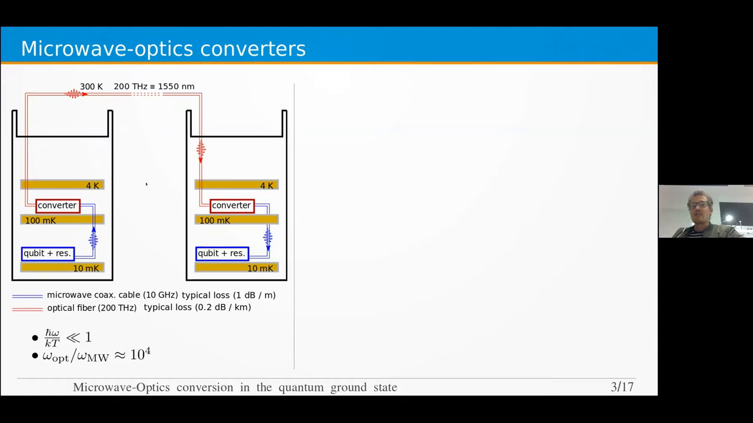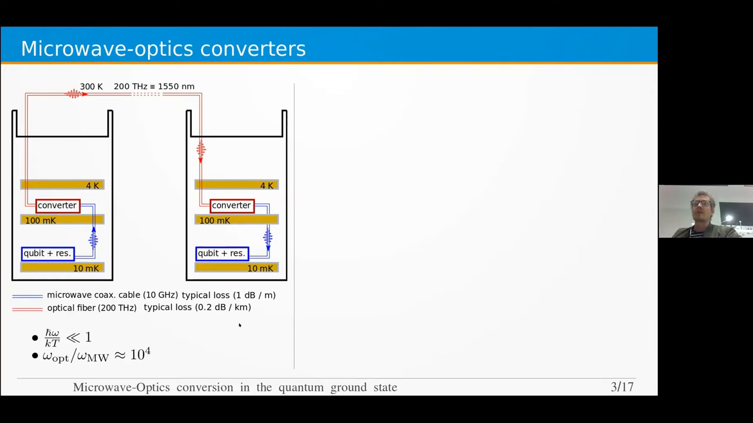A solution that seems preferable is to use optical fiber that has a way higher frequency. It carries light at 1550 nanometers typically. And this is also the frequency at which we work for all the experiments I'm going to present. And therefore this condition is verified. And on top of that, the loss is up to 5,000 times smaller. Here it is per kilometer in the denominator.